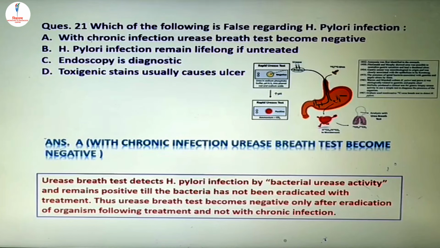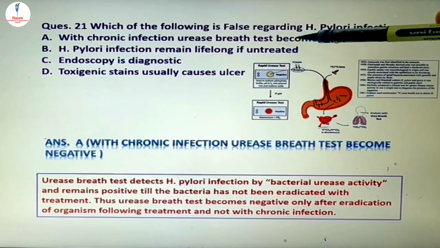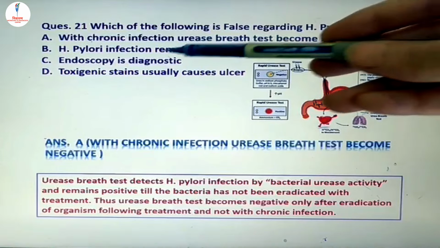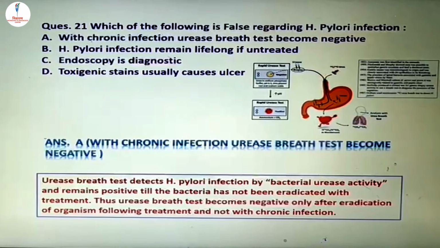So, which of the following is false regarding H. pylori? Here they are saying that with chronic infection, urease breath test becomes negative. It can't become negative because it's a chronic infection. All chronic H. pylori peptic ulcers are H. pylori positive. They are not negative unless they are eradicated with the help of clarithromycin and bismuth salts. So this is wrong and these three are correct.